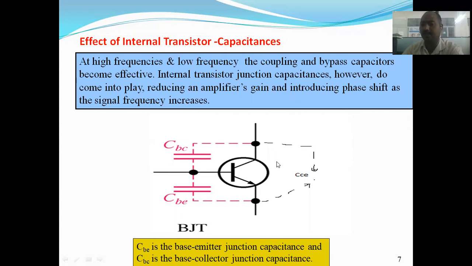Means the effect of your internal capacitance is that whatever power we have applied, compared to the effect of CBC and CBE, the power applied to the base should be more, and whatever output across your collector must be more. But due to the effect of CBC, CBE and CC, that power is reduced and whatever output is coming will be less. This will happen due to the effect of internal transistor capacitors.